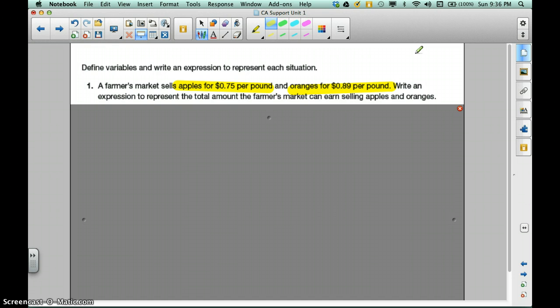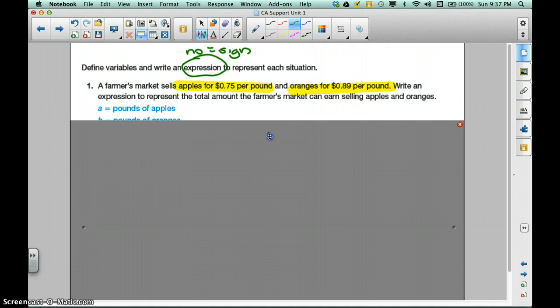All right, we're going to write an expression to represent the total amount. So we're talking about the money the farmer's market can earn selling apples and oranges. And I'm starting with an expression because we're not going to have an equal sign here. I want you to understand that most of the problems you do will in fact require you to set this equal to something. But an expression means there's no equal sign. And I think you need practice doing that before you can set up and solve an equation.